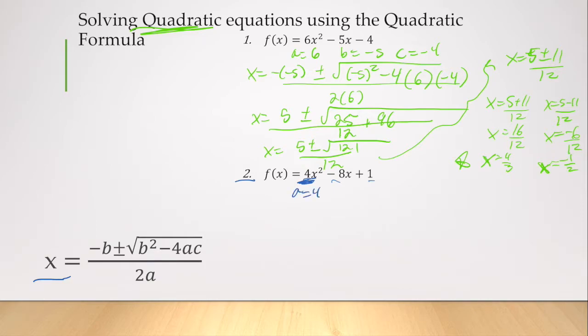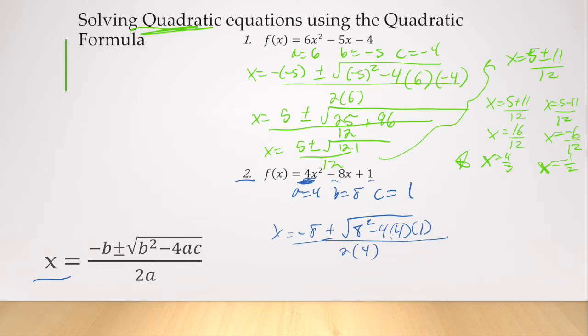Label my ABCs. So I have x equals negative b plus or minus the square root of b squared minus 4ac all over 2a. Okay, so x equals negative 8 plus or minus the square root of 64 minus 16 all over 8. Well, 64 minus 16 is 48. So I have x equals negative 8 plus or minus the square root of 48 over 8.